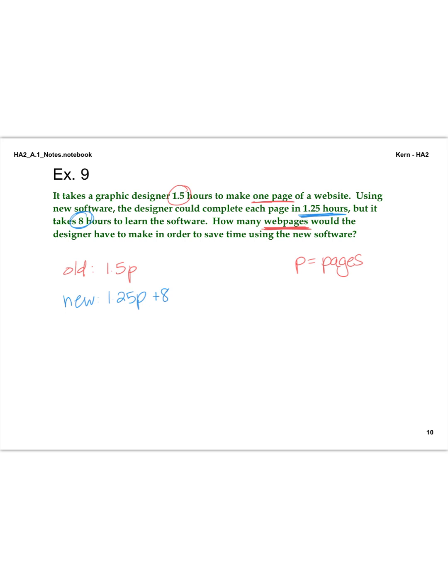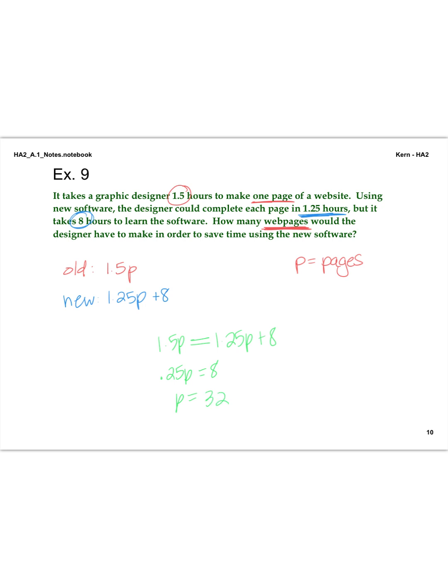So how many web pages would the designer have to make in order to save time using the new software? What you want to do is find how many web pages it would be to break even. Like how many it would make it equal. So I'm going to set the old software equal to the new software, and I'm going to solve this. If you subtract 1.25P from both sides, you get 0.25P equals 8. And then when you divide both sides by 0.25, you get 32.